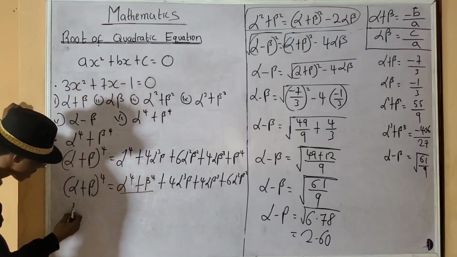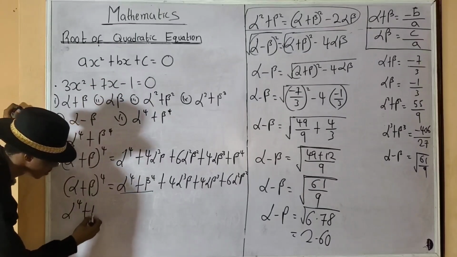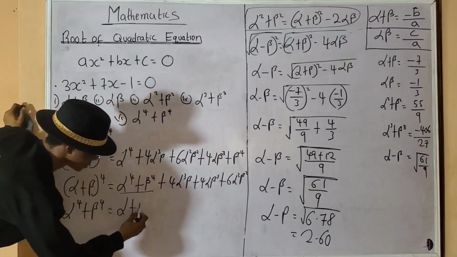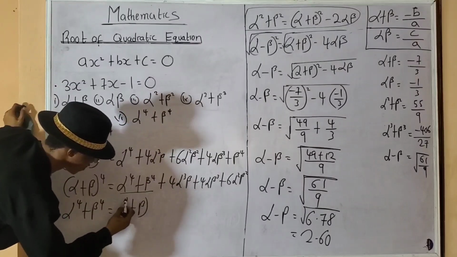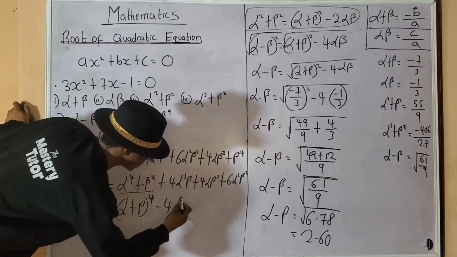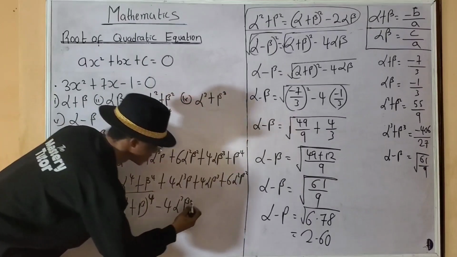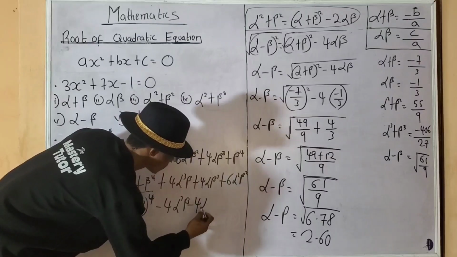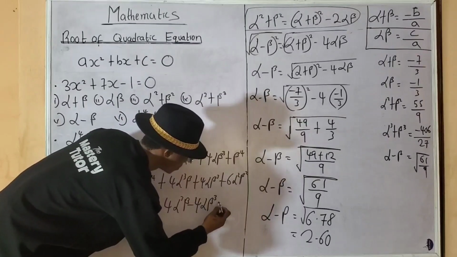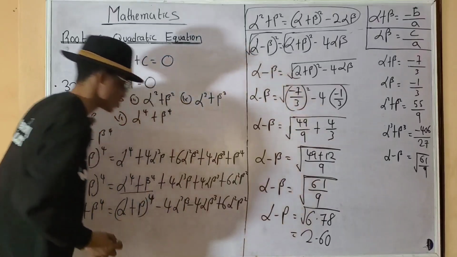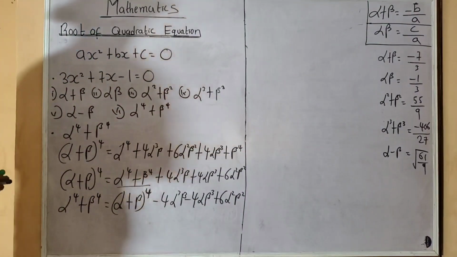So I'm going to have alpha raised to the power of 4 plus beta raised to the power of 4 equals alpha plus beta raised to the power of 4, minus 4 alpha cube beta, plus minus 4 alpha beta cube plus 6 alpha squared beta squared. Okay. So let us make progress.